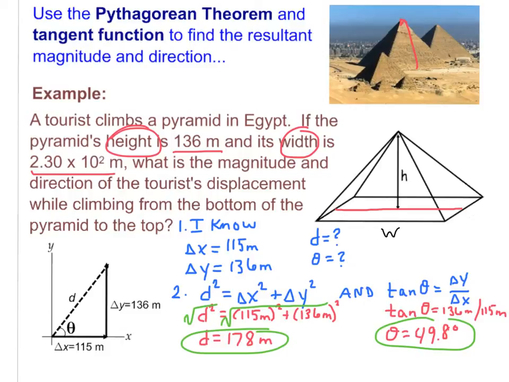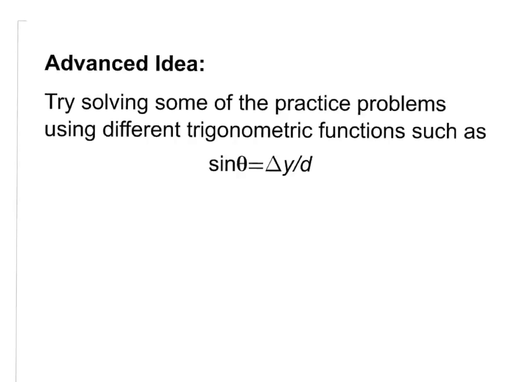So good luck, and if you want some advanced ideas, hold on just a minute. Try solving some of the practice problems using different trigonometric functions. For example, sine of theta would be delta y over the displacement resultant vector. So try some other trigonometric functions and check your answers that way and see if you're getting the same answers, because you should. So look forward to seeing you in class.